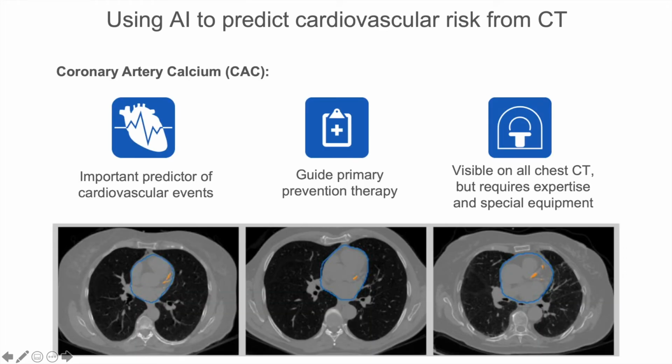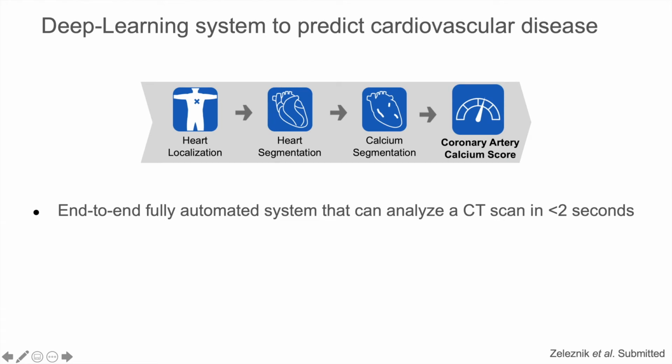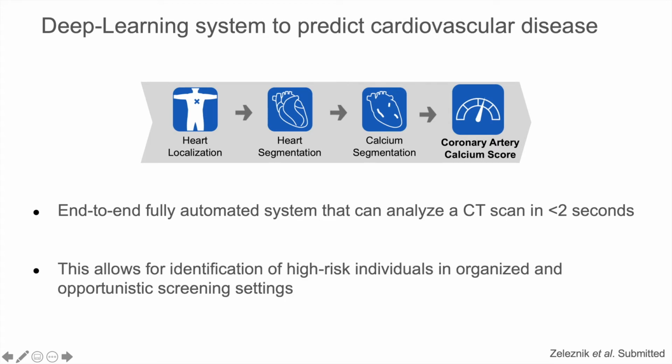So one of the studies that we're doing there is that we're looking at coronary artery calcification, so CAC, where we all know that this is an important predictor of cardiovascular events. It can really guide primary prevention therapy, but also what is important is that it is visible on almost every chest CT scan. But it requires time and expertise and even special equipment to extract this. So we developed a deep learning system to predict cardiovascular disease, by quantifying coronary artery calcifications. So we developed an end-to-end fully automated system that can analyze a CT scan in under 2 seconds. This allows for identification of high-risk individuals in organized and opportunistic screening settings.